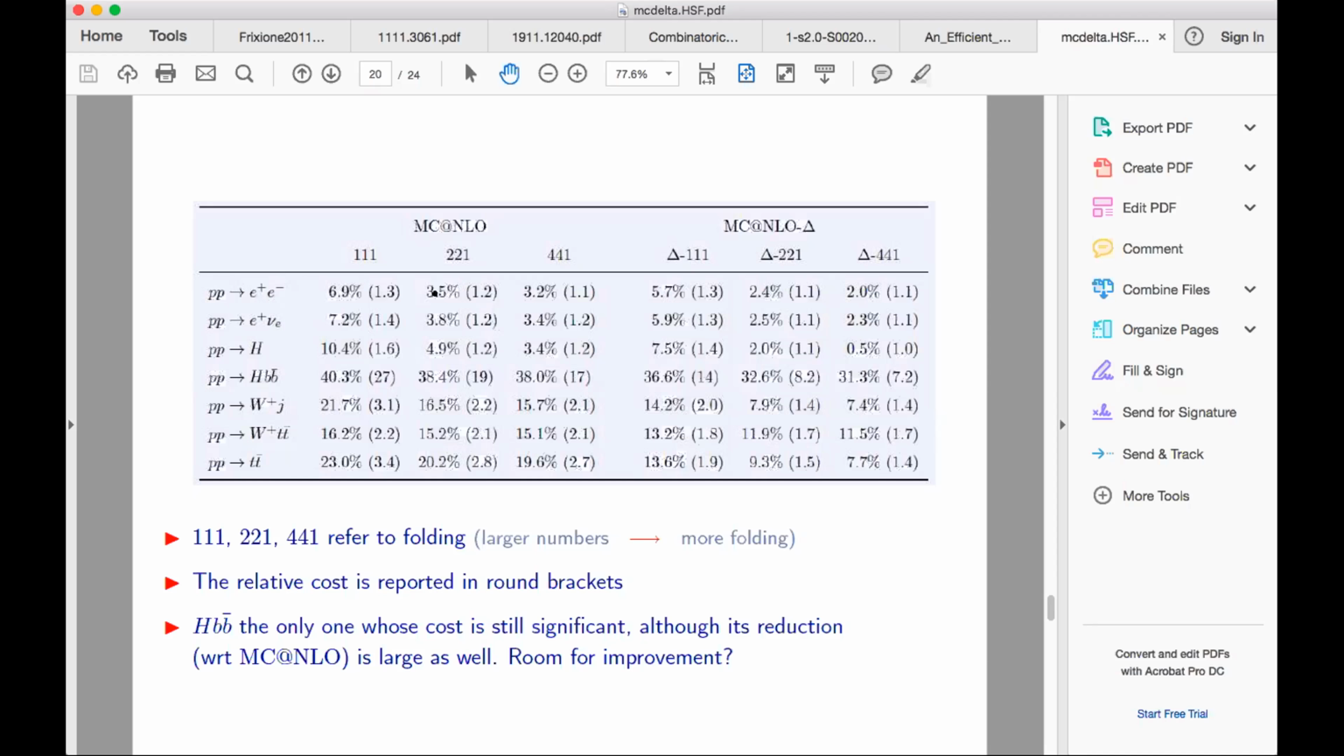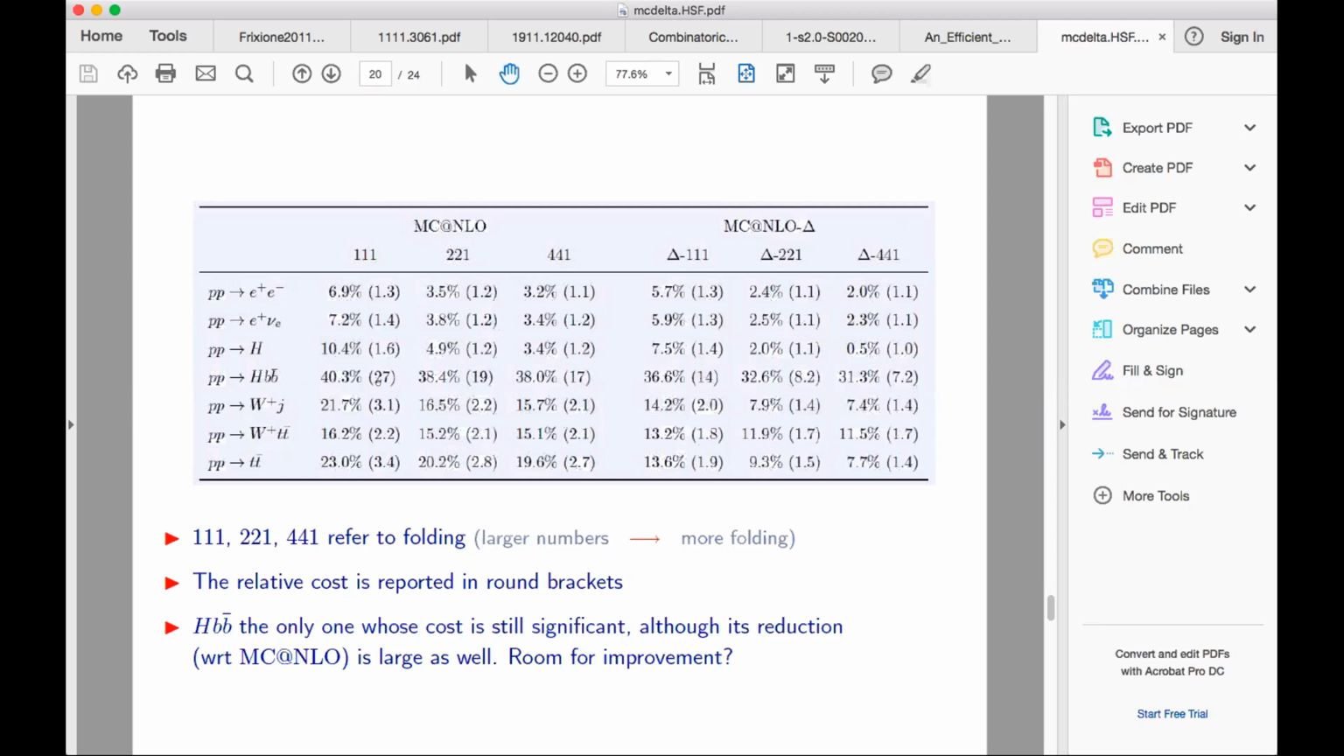So you expect to reduce the negative weights. And then from MC-NLO to MC-NLO-Delta. So the ideal situation is the one on the last column. And as you see, all the costs are less than 2, bar for this case here, which is HBV bar, which is a very complicated case.